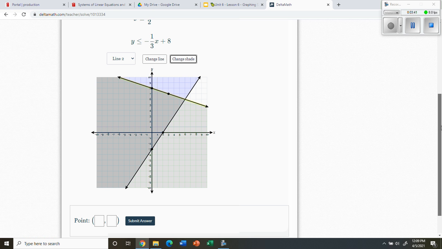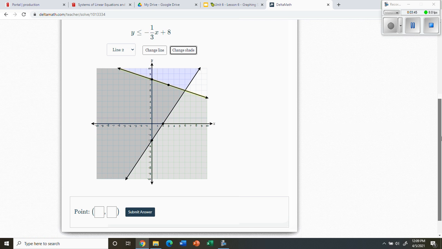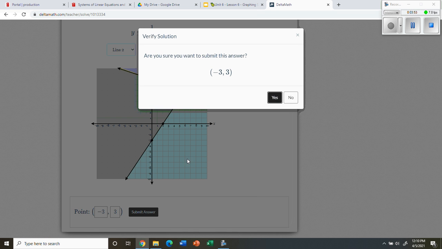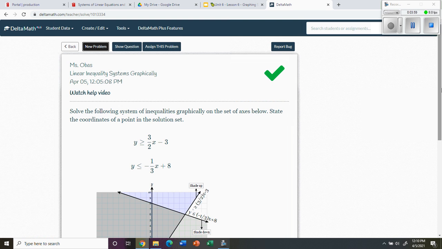So I'm going to just pick, let's see, negative 3, 3. That's a solution that both inequalities share. So let's type in negative 3 and 3, and then submit your answer. They say, are you sure? You're like, yeah, I'm sure. Click yes, and there you go.